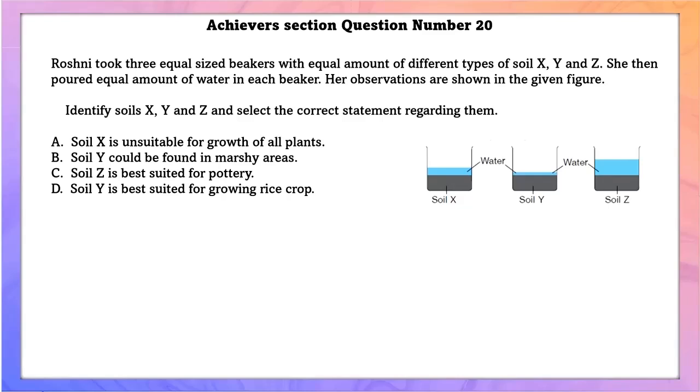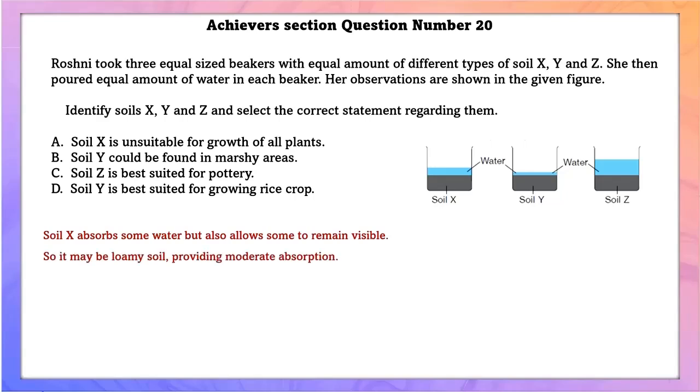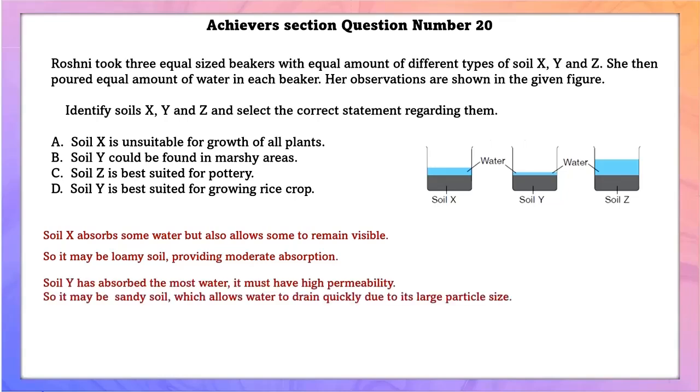Achiever section question number 20. Roshini took 3 equal sized beakers with equal amounts of different types of soil X, Y and Z. She then poured equal amounts of water in each beaker. Her observations are shown in the given figure. Identify soil X, Y and Z and select the correct statement regarding them. Soil X absorbs some water but also allows some to remain visible. So it may be loamy soil providing moderate absorption.